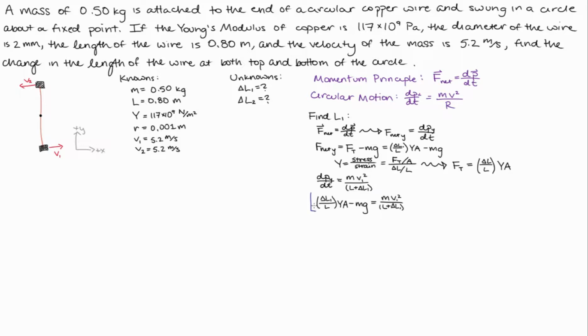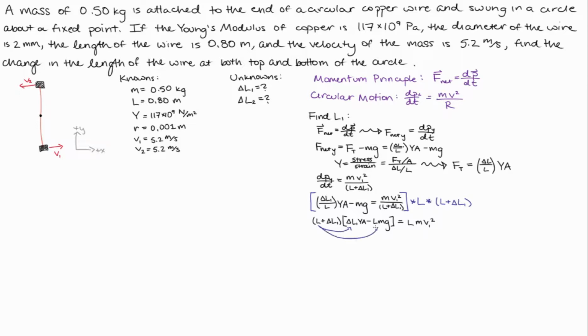The first step is to get the delta L1 out of the denominator on the right-hand side by multiplying the entire equation by the quantity L plus delta L1. We will also multiply by an extra factor of L to clean things up. This leaves us with, on the left-hand side, the quantity L plus delta L1 times the quantity delta L1 Ya minus Lmg. On the right-hand side, we have Lmv1 squared.